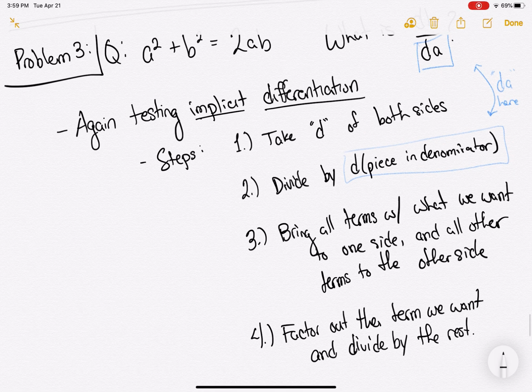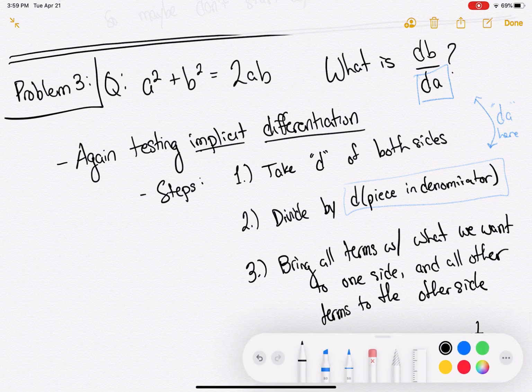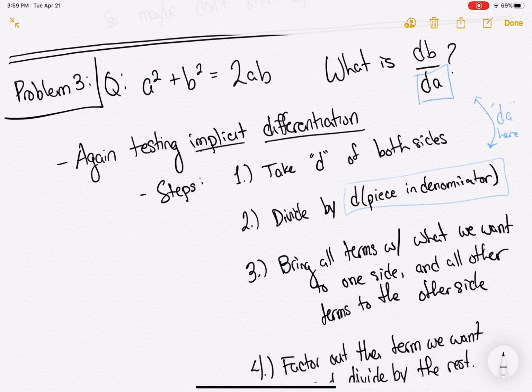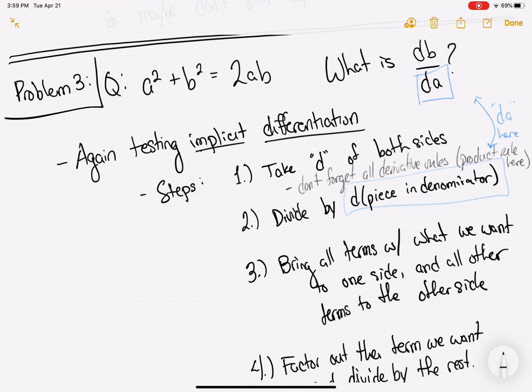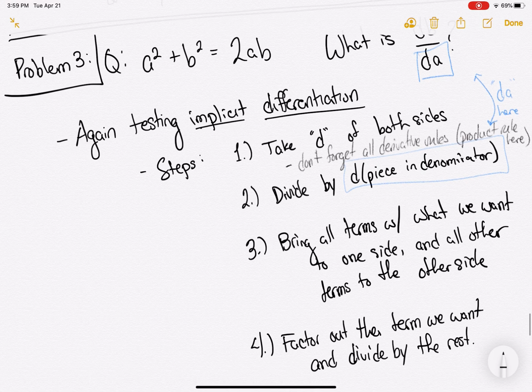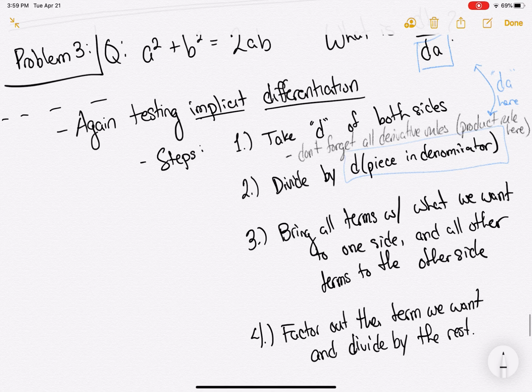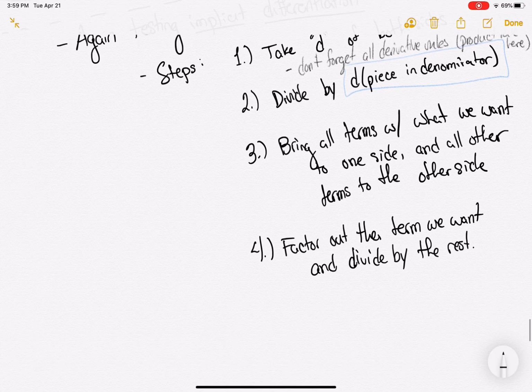Let's try to make this work here. I'm going to mention something right now. When I say take d of both sides, don't forget all derivative rules. In this case, product rule. So in this case, we need to use the product rule. We don't want to forget that. I mean, we have chain rules as well, but I feel like chain rule is a bit easier to remember. So let's just follow our steps. I'm going to give a dotted line to separate that part off.